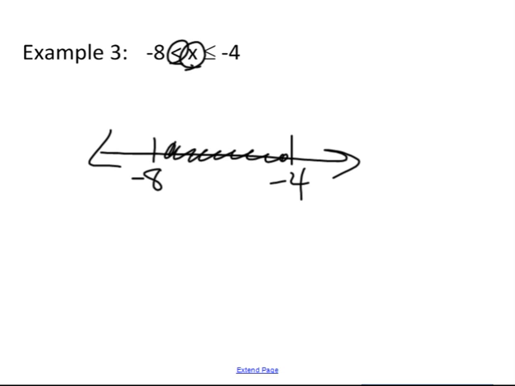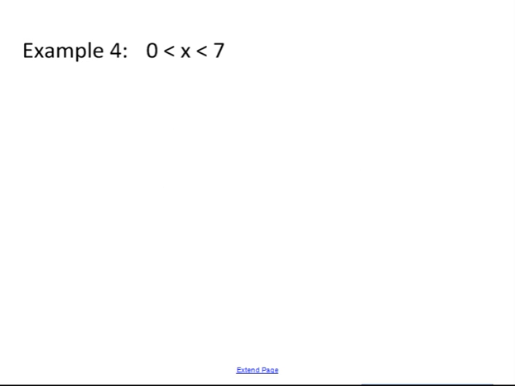Now, with the 8, we had negative 8 is less than x, so that's parentheses, and you need to open your parentheses in the direction of the shading. And for the 4, we had that less than or equal to, that would make a bracket, and we need it to open in the direction of the shading. Example 4, I'm going to have you try that one on your own.